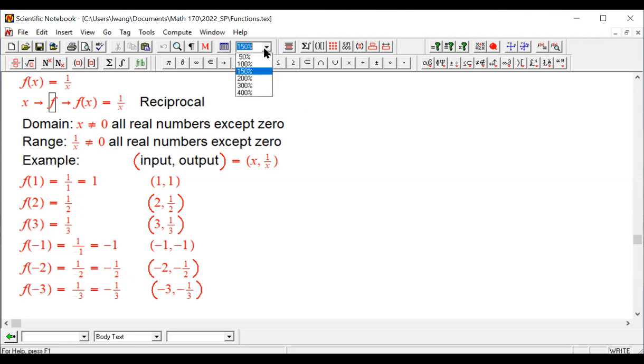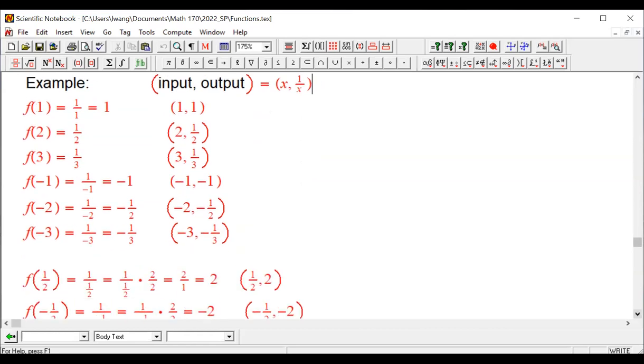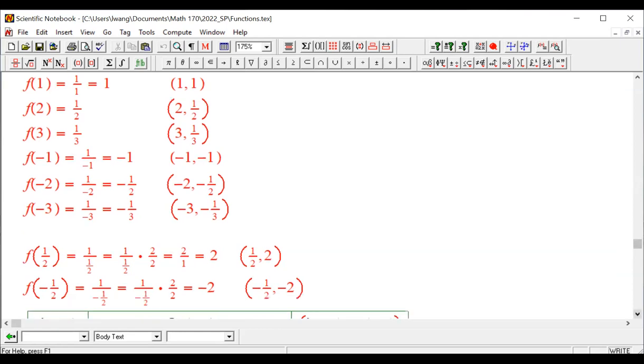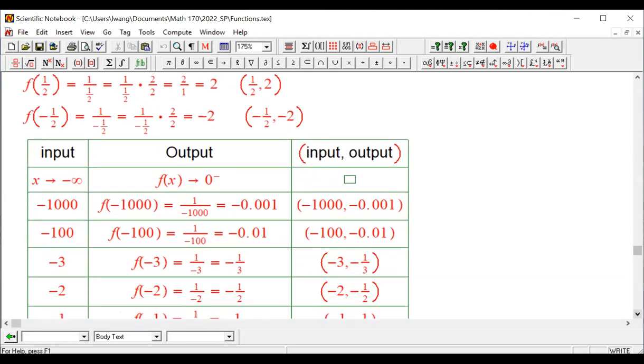So I'm going to make the fonts just a little bit larger. Okay, so you see that. Ordered pair. So these are negative numbers. I also give you some fractions. And as you can see, as we get more and more of these, naturally we try to make it shorter, so we're going to have input and output in a table.